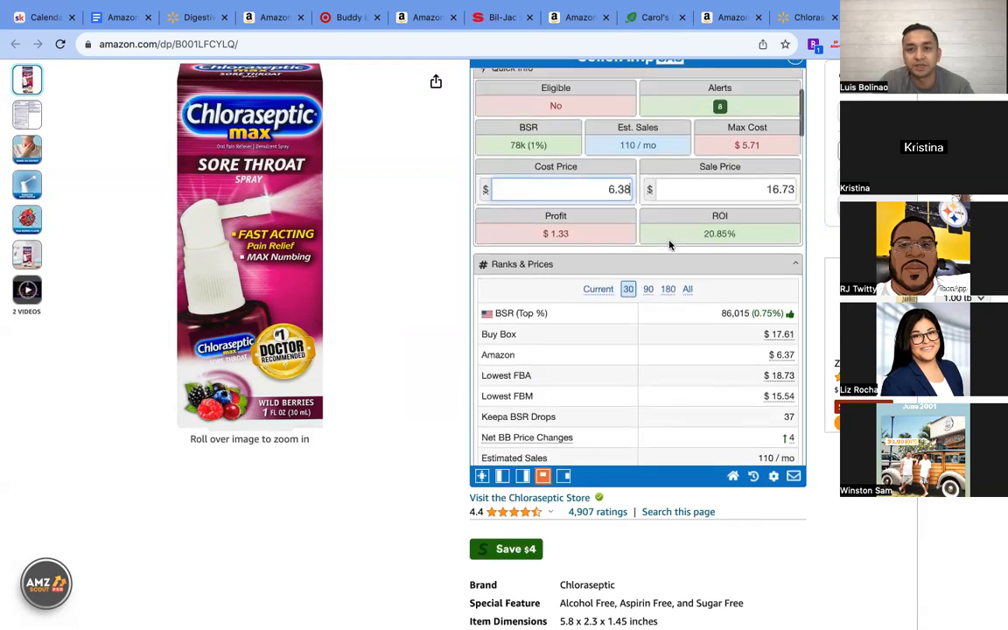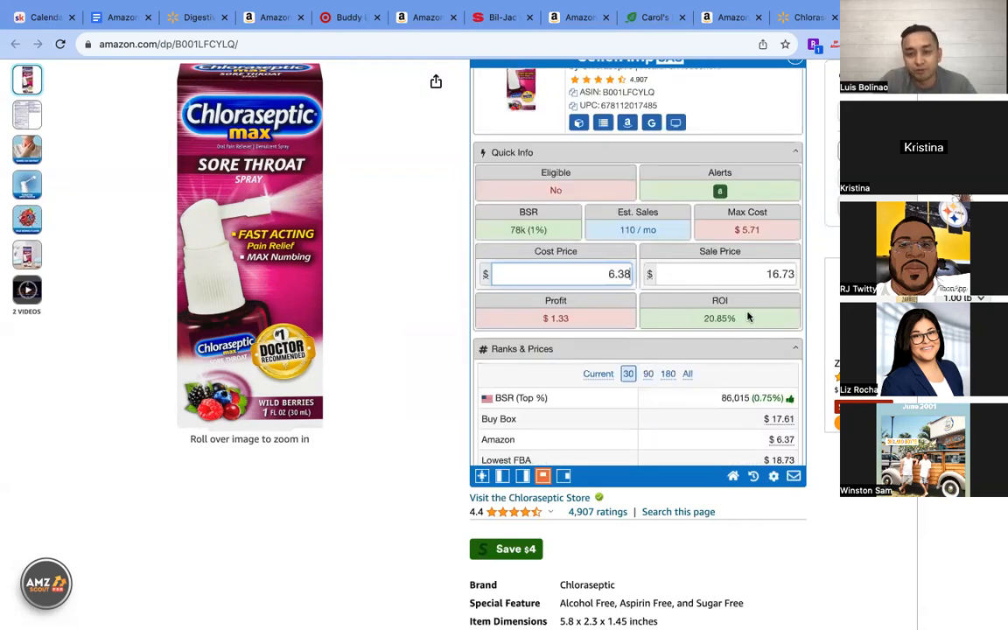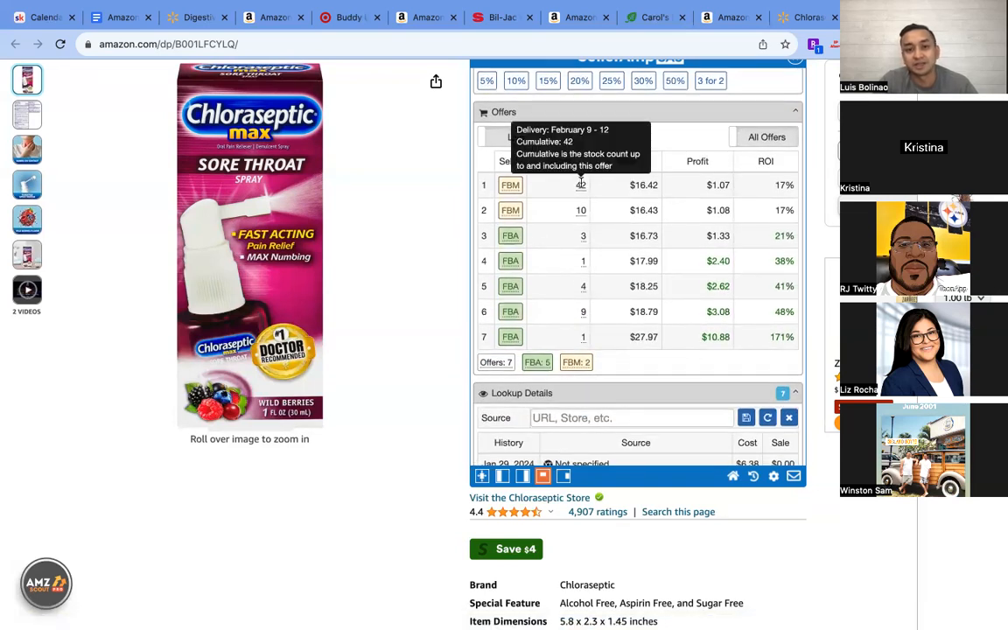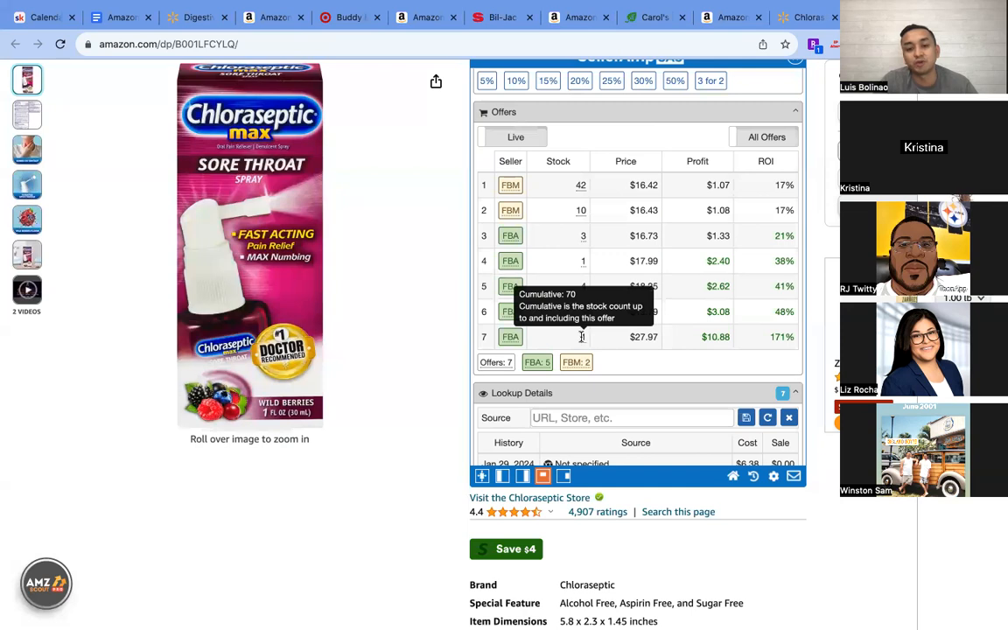And then from here, I look at the ROI. I like to go for products that have at least 20% ROI. So this one to me is good. And this one is selling 100 times a month, which is pretty good, right? And then from here, I look at supply and demand. So demand is this, 110 sales a month. And then here I look at the other sellers. And then I decide, am I willing to share 110 sales a month with these other sellers? And you have to answer yes or no, right?